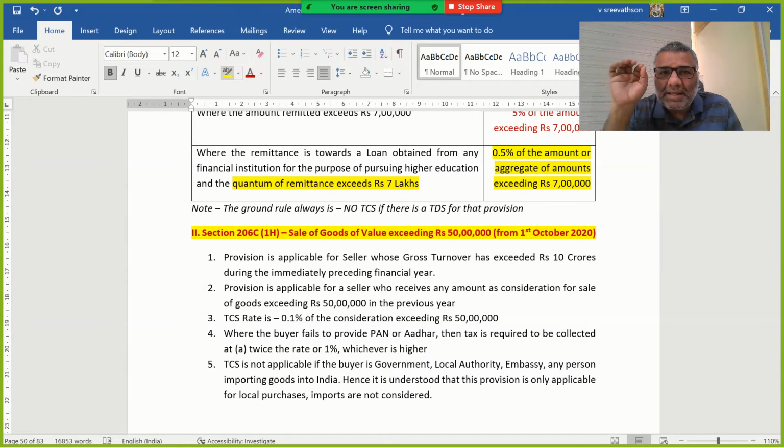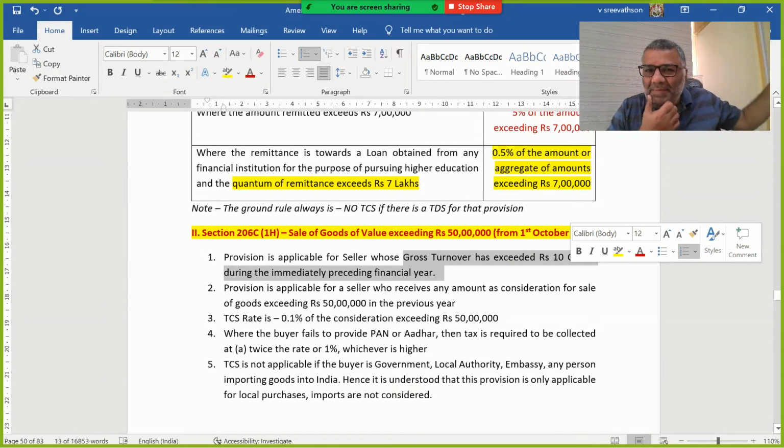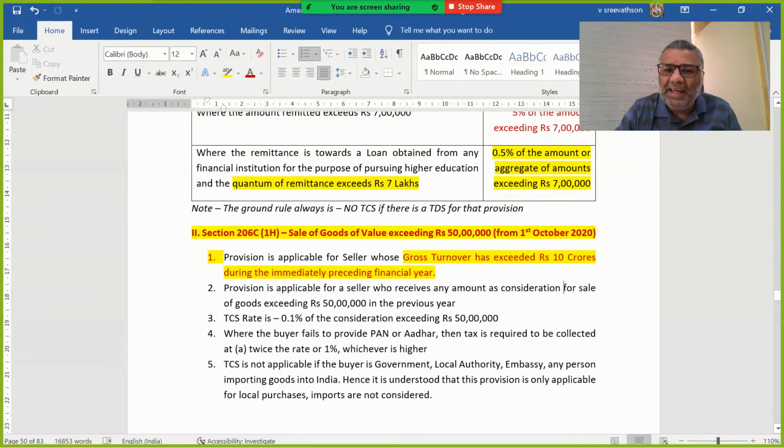For a customer, if there is a sale in a year exceeding 50 lakhs, TCS is going to be governed. Patiently, let's understand it. The provision is applicable for a seller whose gross turnover has exceeded 10 crores in the immediately preceding financial year.